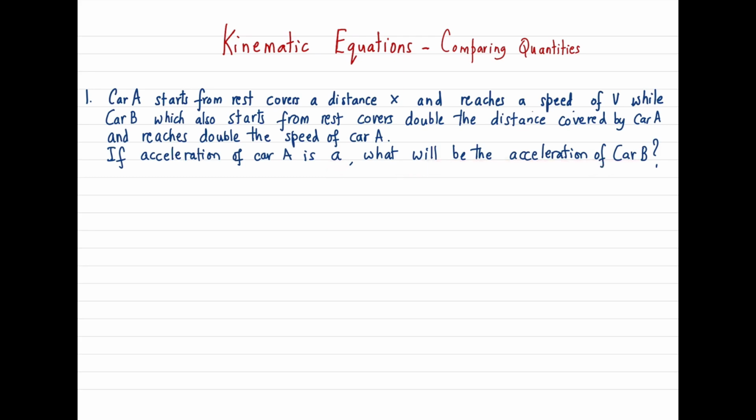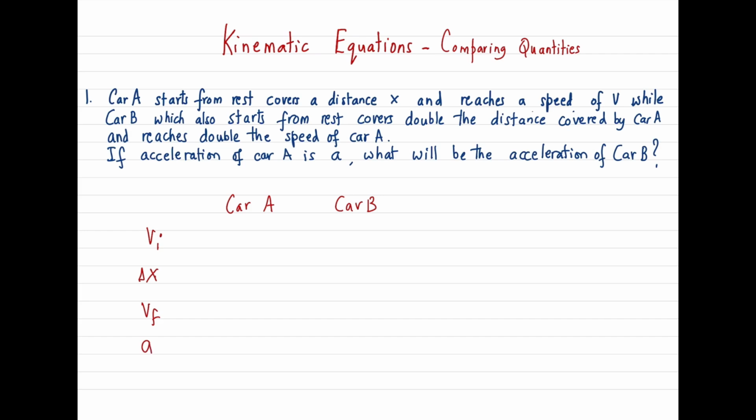So when we have such a comparison problem, it's easy to put it in a table and then look for the equation which will help us. Okay, so I'm going to make a table here. Let's write car A and car B. Then we know what's the initial velocity. Then they also are talking about the distance which is covered, that is delta x. They also said about the final velocity, and there is some information given about the acceleration.